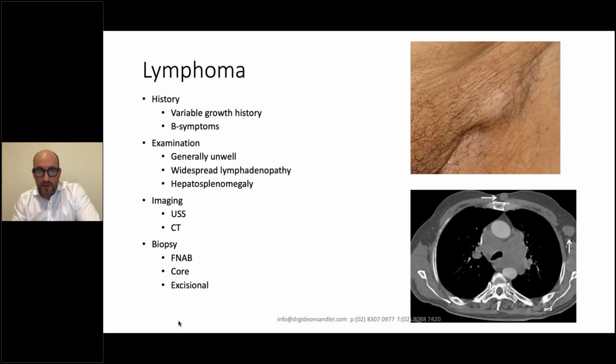If you question them further, if they have B symptoms, which include fever, night sweats, and weight loss, or if they appear generally unwell, and on examination of the abdomen you find hepatosplenomegaly, the patient may have lymphoma. The imaging of choice in this case is an ultrasound or a CT scan, and once the fine needle aspiration biopsy defines the lymphoma, the patient usually needs to go on to have a core biopsy or an excisional biopsy in order to further type the lymphoma to direct the hematologist to treatment.